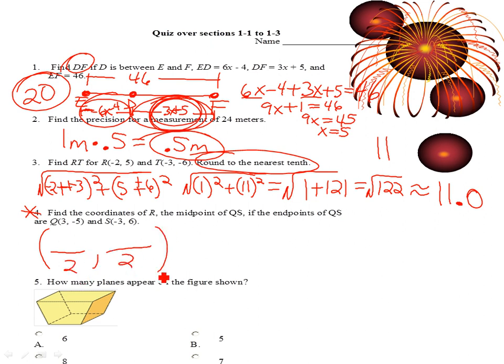What are the x coordinates this time? 3 and -3. Y coordinates? -5 and 6. Everybody else other than Allison and Isaac know this, right?